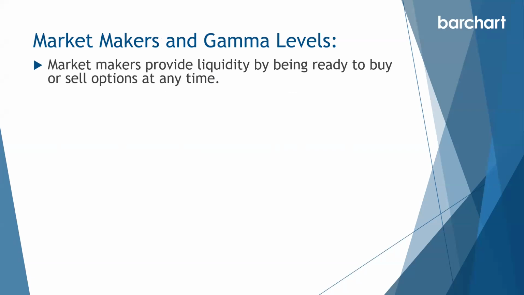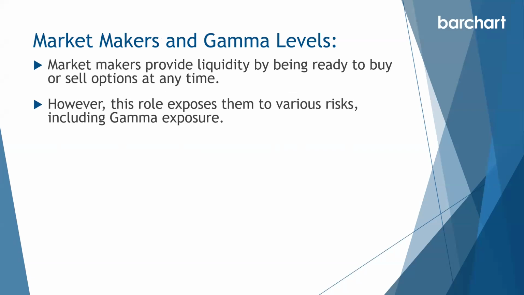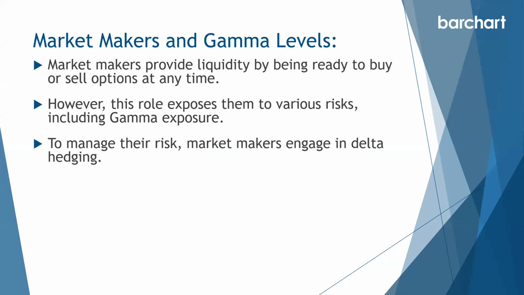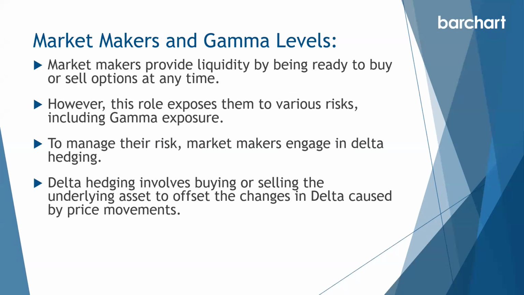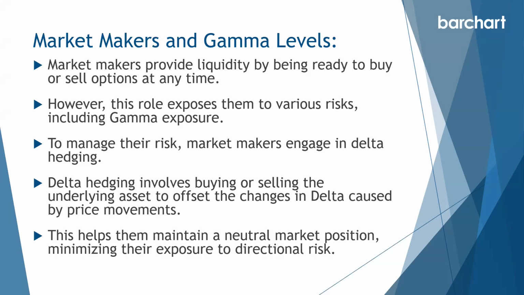Market makers provide liquidity by being ready to buy or sell options at any time. However, this role exposes them to various risks, including gamma exposure. To manage their risk, market makers engage in delta hedging. Delta hedging involves buying or selling the underlying asset to offset the changes in delta caused by price movements. This helps them maintain a neutral market position, minimizing their exposure to directional risk.